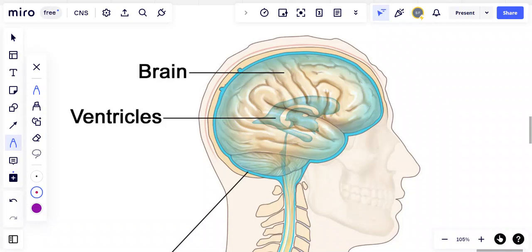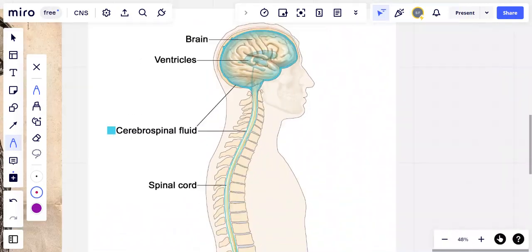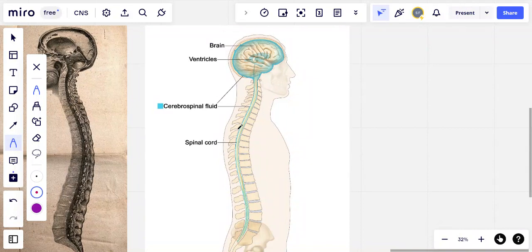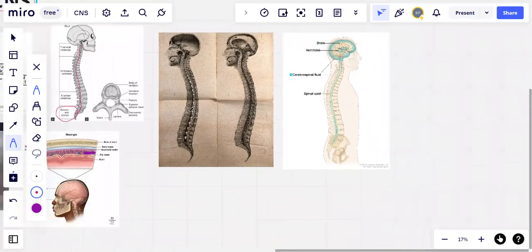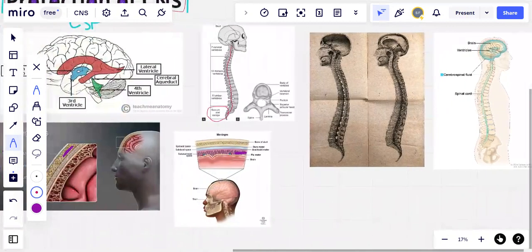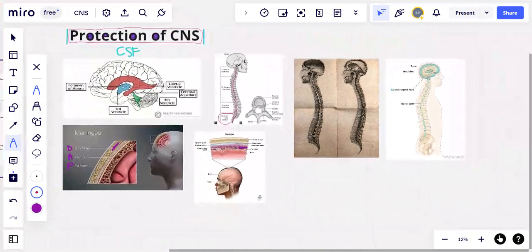Right. So what does CSF do? It acts like a shock absorber. So since your brain doesn't have blood, what does it have? It has CSF, and the CSF helps in protection from sudden trauma and all that. So yep, I hope today's lecture was helpful.